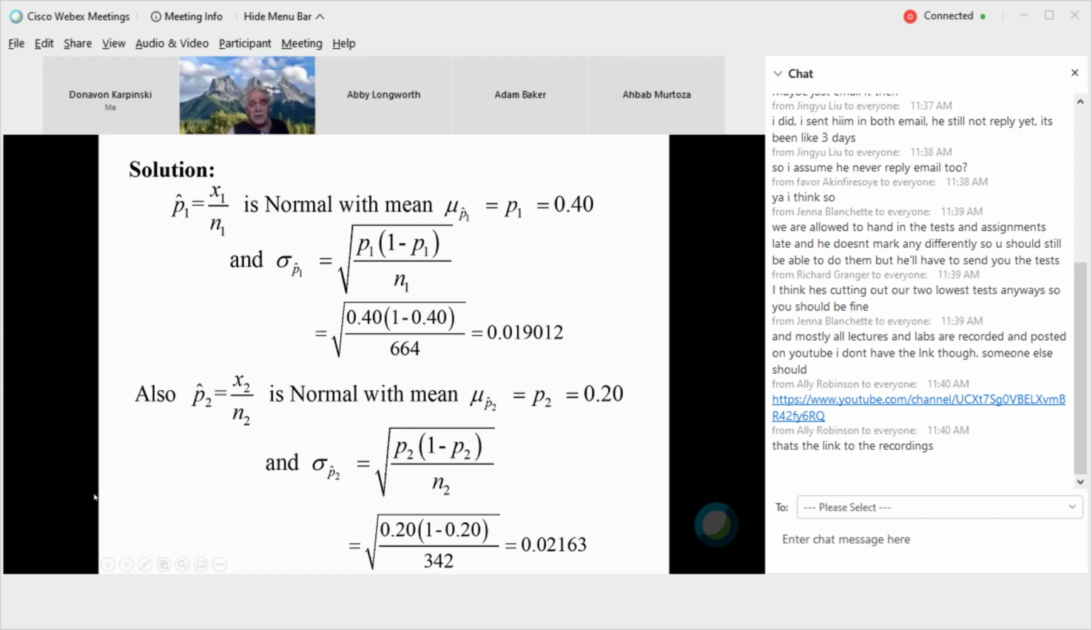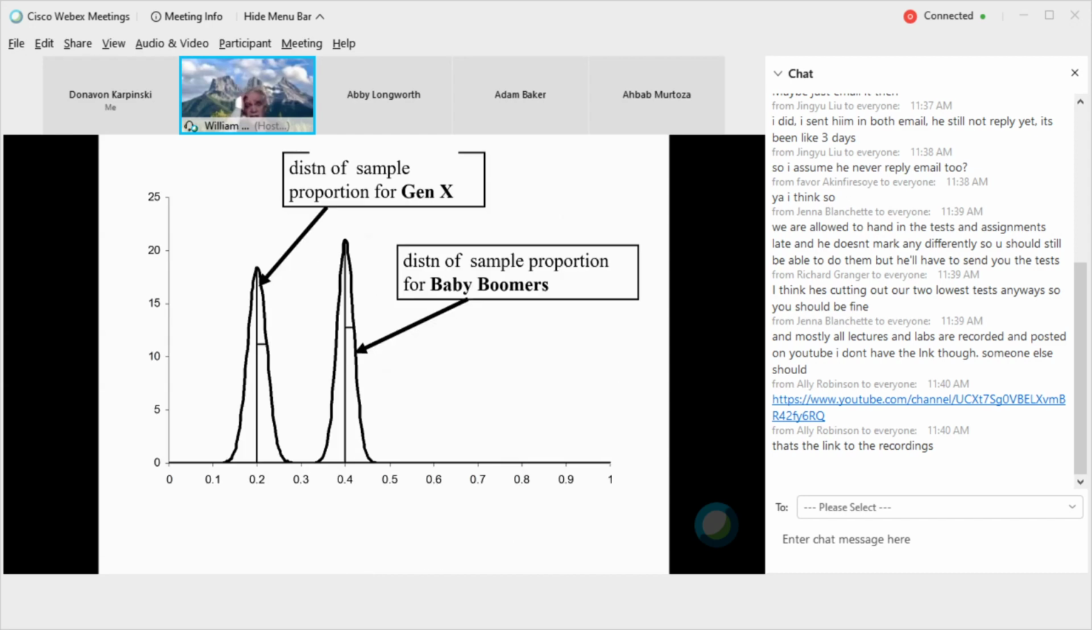There's the same distribution for P2 hat. There's the mean, 0.20. The standard deviation is the square root of 0.20 times 1 minus 0.20 over 342, which is 0.02163. There's the distribution of the sample proportion for Generation X.